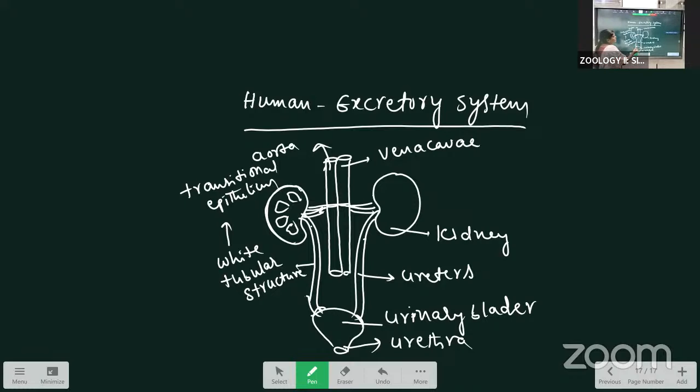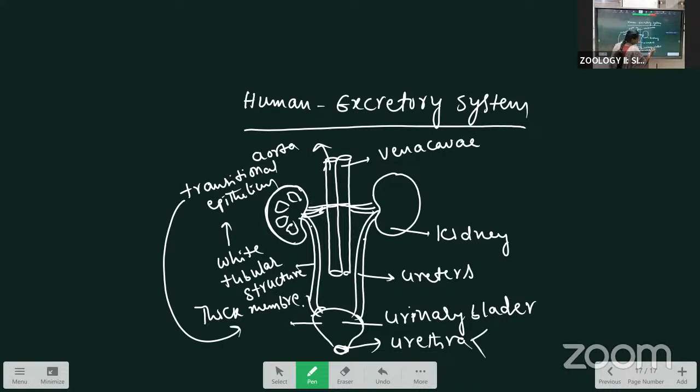The next part is called the urinary bladder. It is covered by a thick membrane, and this is also made up of transitional epithelium only. Next, the urinary bladder opens out by the opening that we call the urethra.